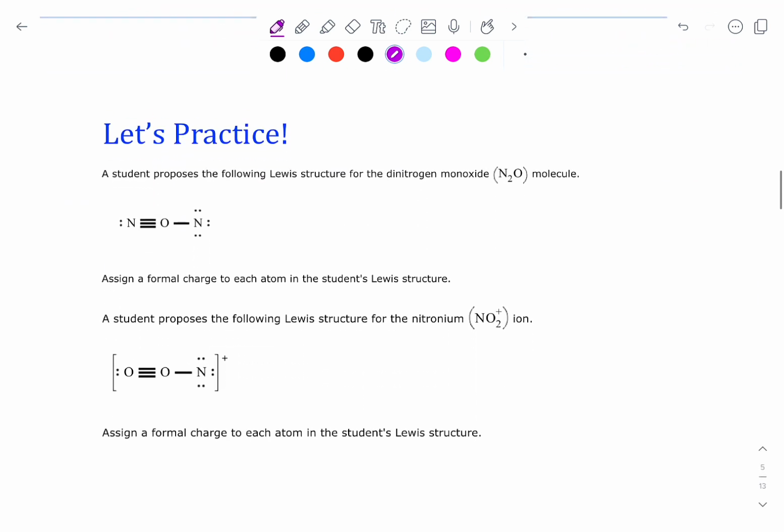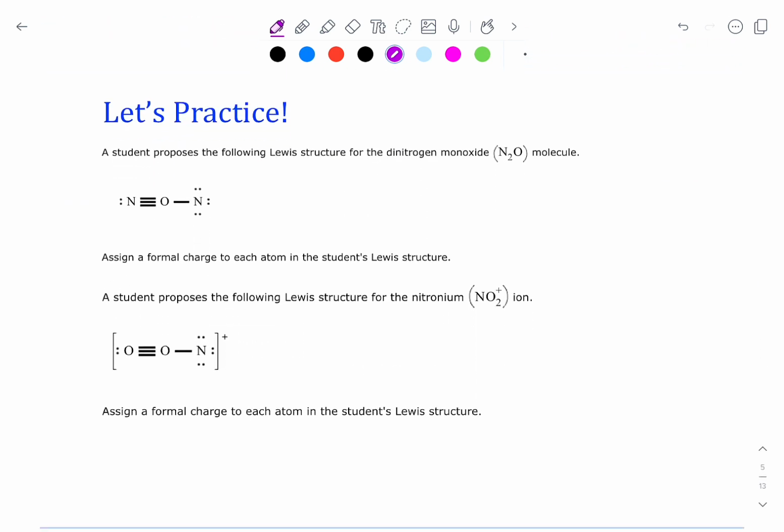Okay, let's keep practicing. These questions are coming from your ALEKS homework, so you'll see similar problems when you finish this lesson and go to complete your homework for the week. Okay, so for each of these, a student is proposing the Lewis structure for the given molecule. What we want to do is just assign the formal charge to each atom in the student's Lewis structure. Okay, so we're going to find each atom's formal charge.